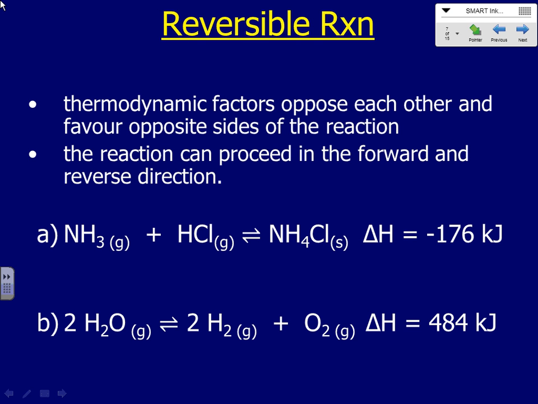I'm going to put a couple of examples in a moment for you, so you don't need to write those down. But just notice that now the reaction arrow has been replaced with this 2-headed arrow. It's like 2 arrows back to back. And an arrow like this indicates a reversible reaction.